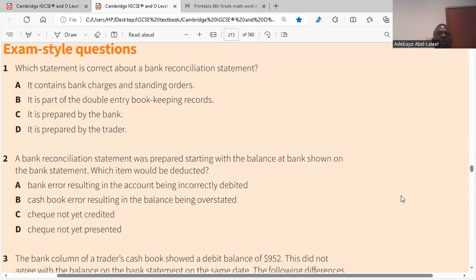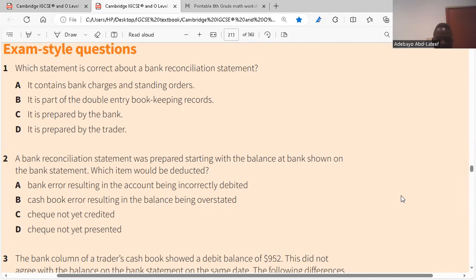The first one, it said, which statement is correct about a bank reconciliation statement? A: It contains bank charges and standing orders. B: It is part of a double entry bookkeeping record. C: It is prepared by the bank. D: It is prepared by the trader. So which statement is correct about a bank reconciliation statement? It contains bank charges and standing orders.